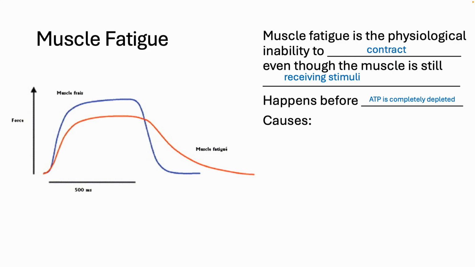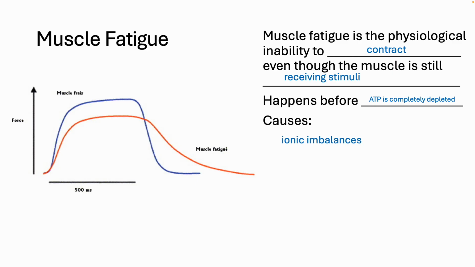And anyone that's done exercise or any sort of strenuous activity can relate to this. Eventually, you're stimulating your muscles. Let's say you're doing push-ups and you're stimulating your muscles to do a push-up, but eventually your body fails and it can't do any more push-ups, even though you're continuing to stimulate the muscle. So what actually causes muscle fatigue if it's not that the ATP is completely depleted?